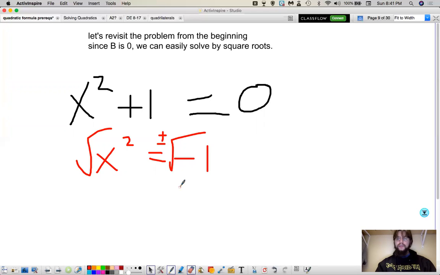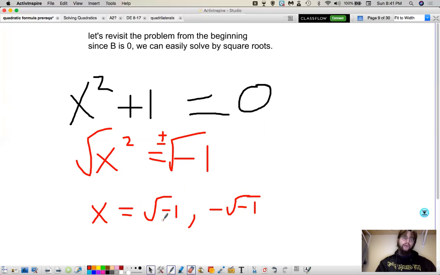Because what's 3 times 3? 9. What's -3 times -3? Still 9. So we're not sure what it could be. It could be either one of those values. So in this case, x would equal either the square root of -1 or negative the square root of -1. No, you can't multiply on the inside. That doesn't work. This is a square root. You can't multiply in there. But what can we do? What is the square root of -1? i. Negative i. That's what x is in this case.